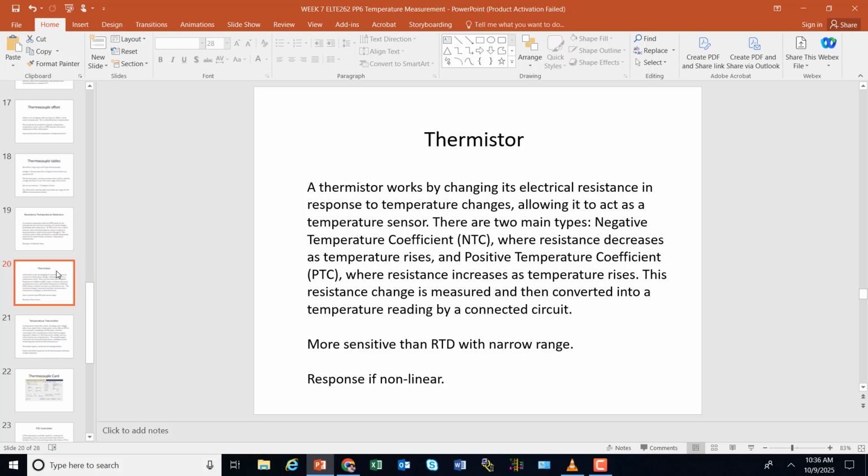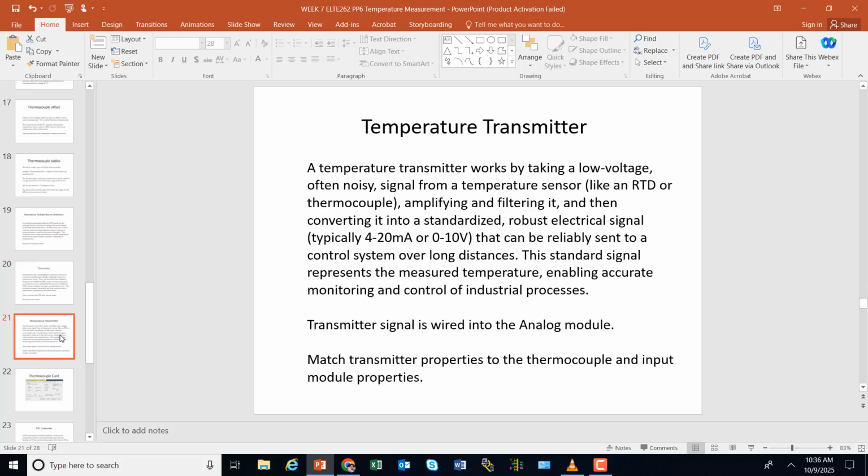It's similar to an RTD. It's more sensitive than an RTD, and it's got a narrow range. So a thermistor isn't always good in an industrial setting, just because of the sensitivity. The response is nonlinear, so you're going to need to condition the signal a little bit. You just can't use it directly.